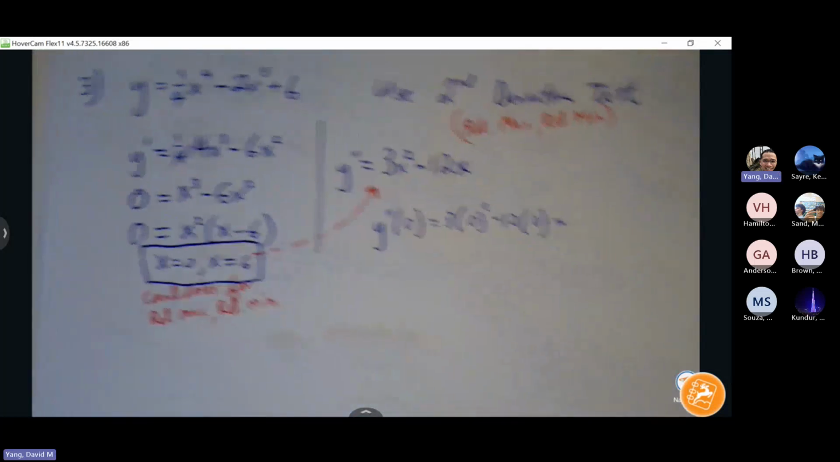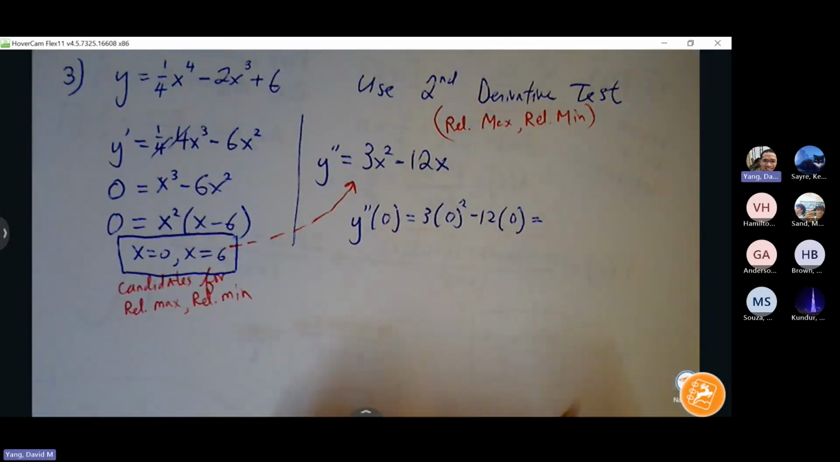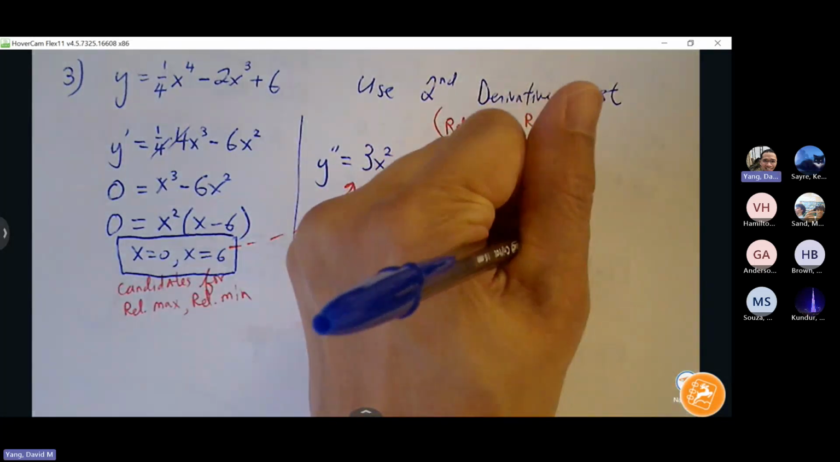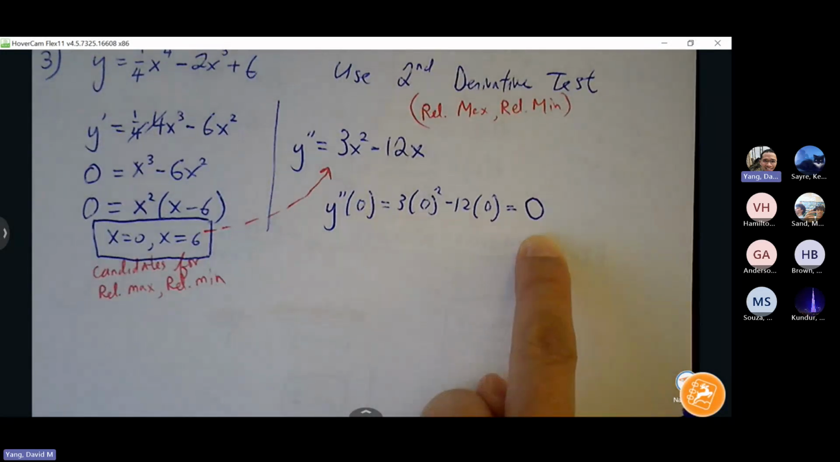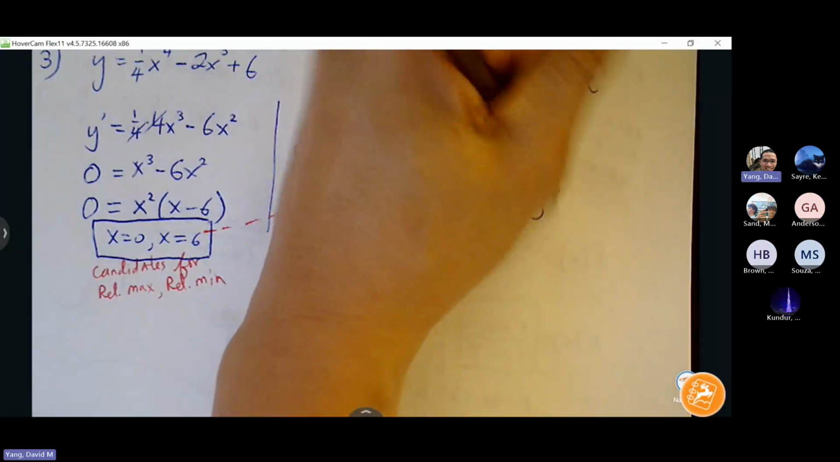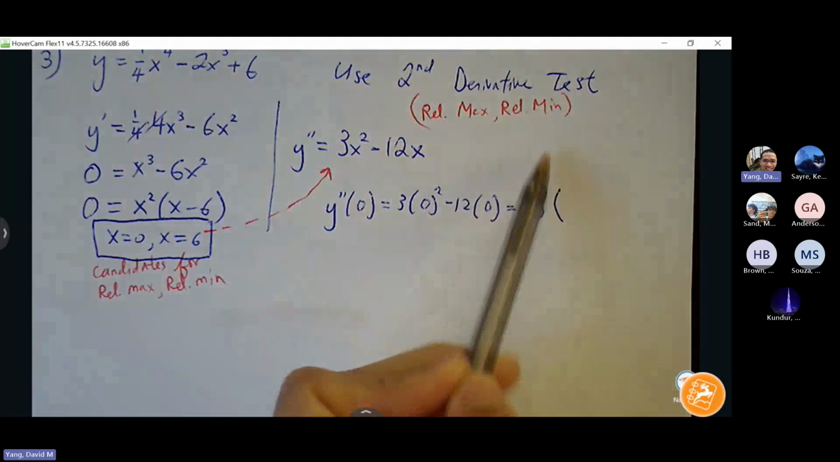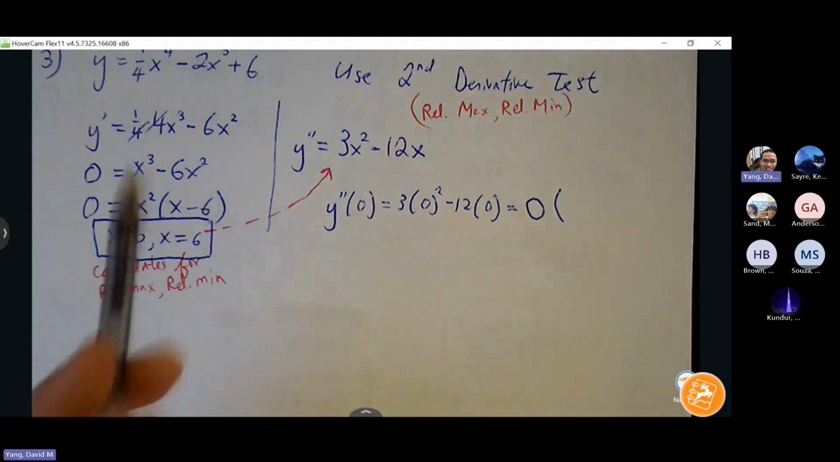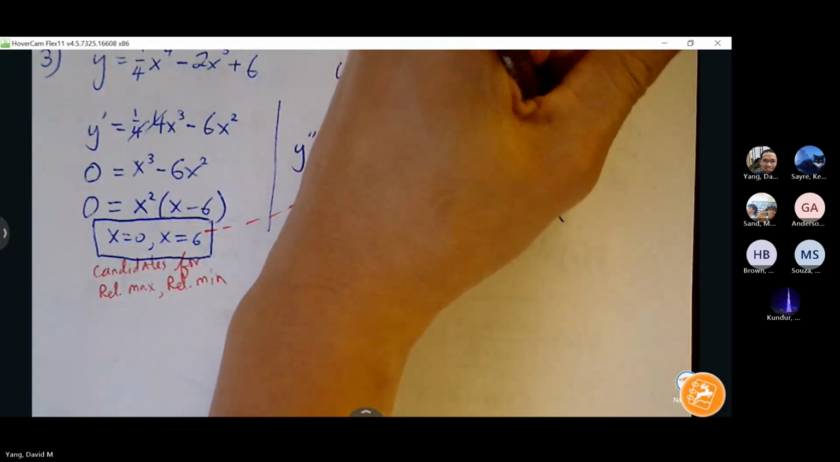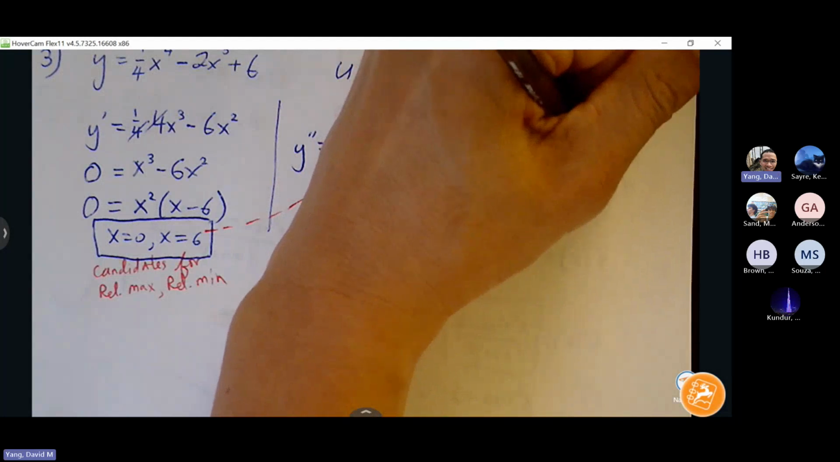Now this is a little strange here. What are we getting as a result? 0. Is this concave up or concave down? Neither, right? So this one tells us, okay, I can't tell what the curvature is looking like, so I can't really know what's happening here. So this tells us that our test is inconclusive.